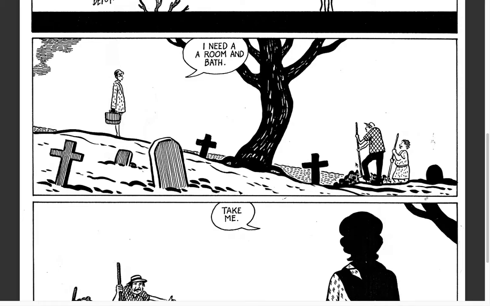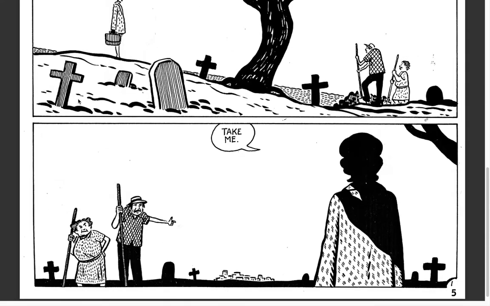She comes upon this man and this woman in this graveyard, a little bit of the smoke behind her. "I need a room and a bath." So we're wondering, are these people going to help her? What kind of story is going to be involved, and what kind of answers are we going to get?